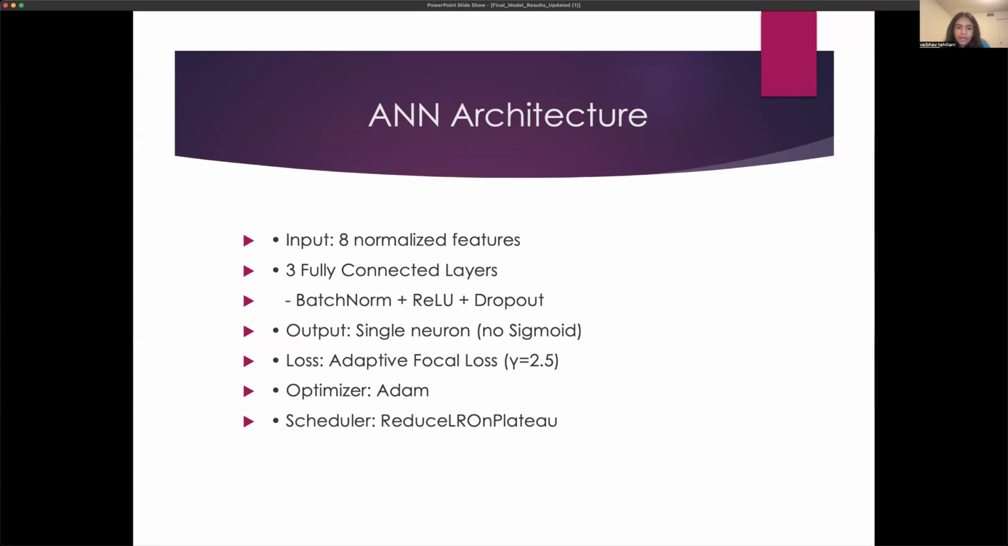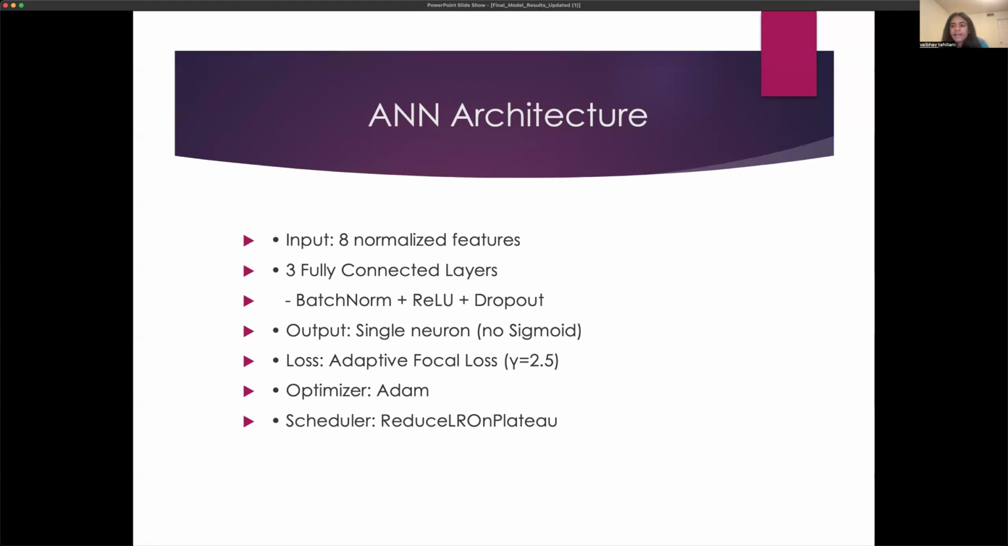So moving ahead to our ANN architecture, it was designed to process structured tabular data effectively, and it accepts 8 input features, each corresponding to one of the normalized clinical indicators. This model consists of 3 fully connected hidden layers, with each layer followed by batch normalization, ReLU activation, and dropout. Batch normalization improves training stability and convergence speed, while dropout helps prevent overfitting by randomly deactivating neurons during training.